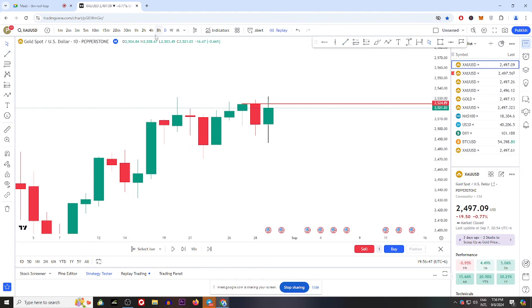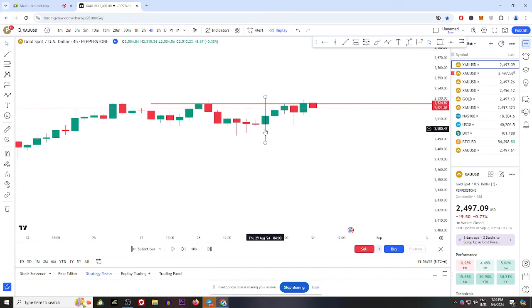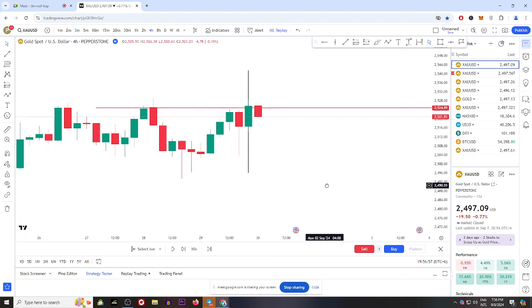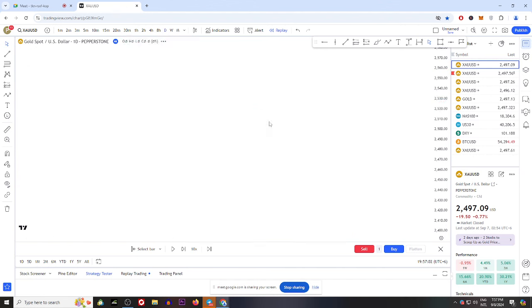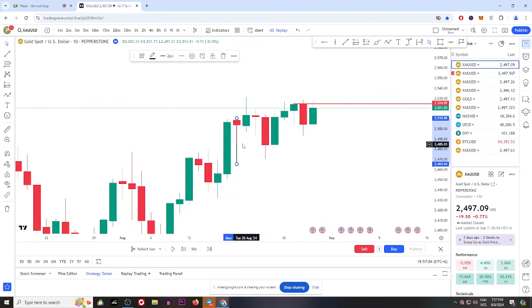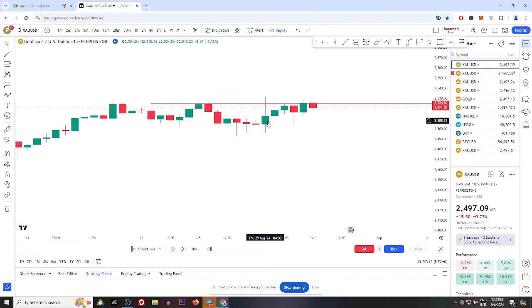Then we go to H4. In the H4, where is the rejection actually? This is the rejection. You will understand: daily rejects daily. Every daily candle contains six 4-hour candles. Let's go to H4: 1, 2, 3, 4, 5, 6. Six candles. But as it is the starting 4-hour, actually the fifth 4-hour is where the rejection happened.